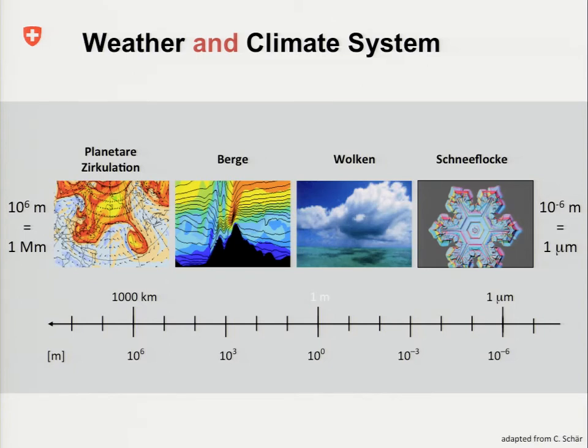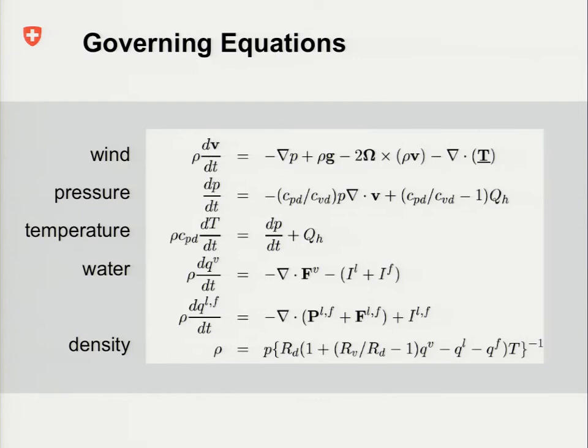So in a way, a model has to cover these scales, and at a certain point, you have to chop off and use what we call parameterization to model the processes that you cannot really resolve on the model grid. Now, we do have a set of governing equations which basically describe how the fluid of air moves around and how it evolves over time. These are just known as the Euler equations, and they're a set of PDEs.